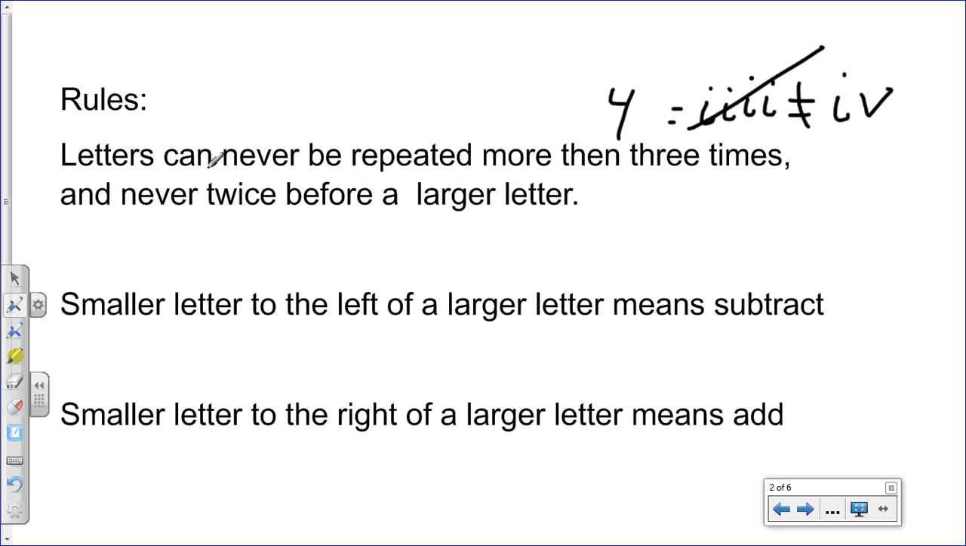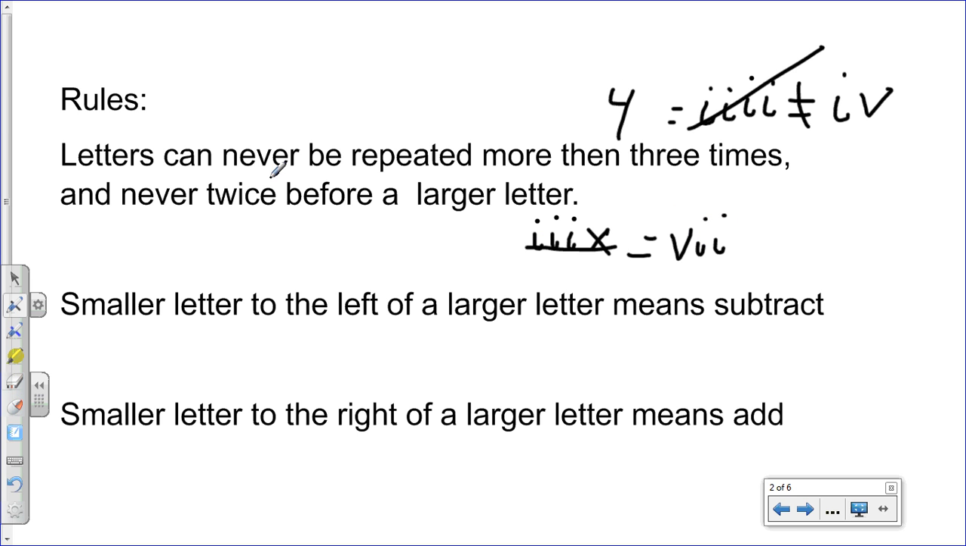And a number can never be used twice before a larger number. So let's say I wanted to write the number 7. I've got 10, which is X, and I've got to go 3 before that. I cannot do I and I. I can't do that as 7. In order to do 7, since that doesn't work, I've got to do 5, 6, 7.